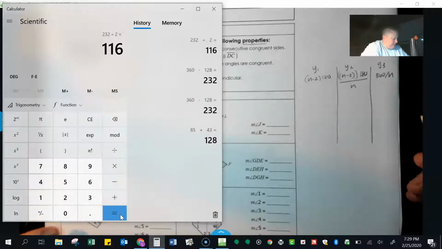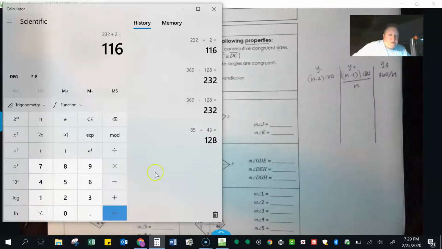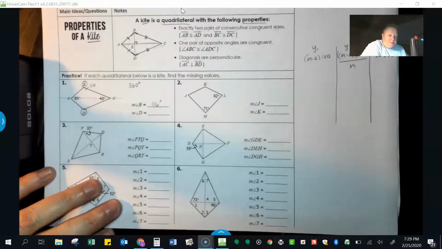Alright, now let's skip over here to number 4. I do want you to do the other numbers. I just want to walk you through some random ones so that you can get some different perspectives on some of these different things. Okay.